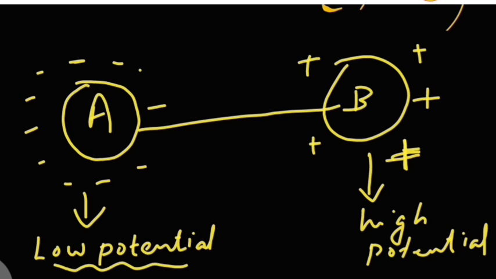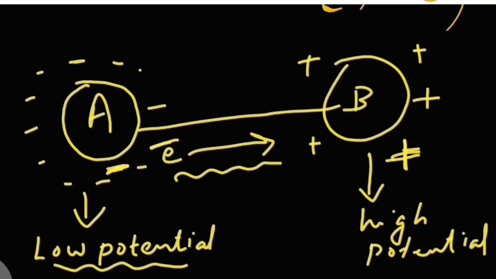Now when you see this case, you can see electrons are moving from conductor A, that is, from a higher concentration of electrons to a lower concentration of electrons towards B. And as I told earlier, the electron flow will continue.